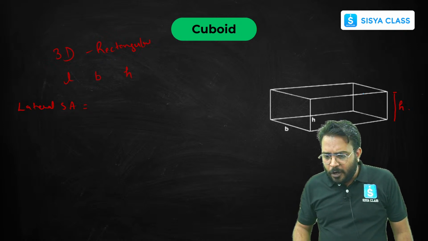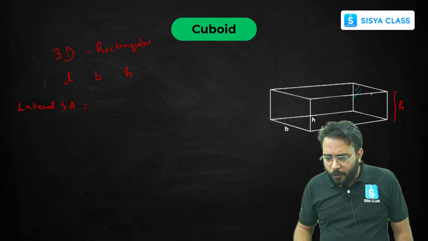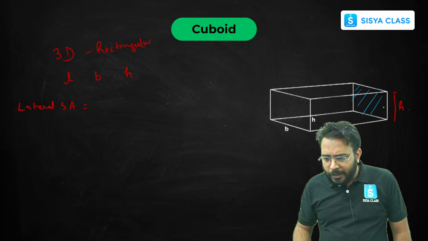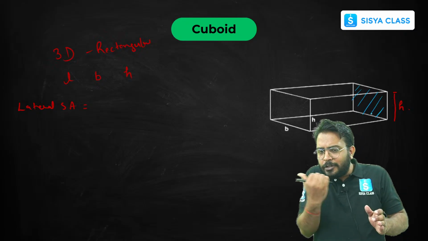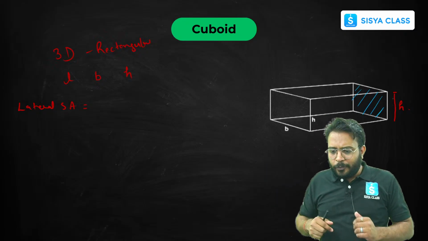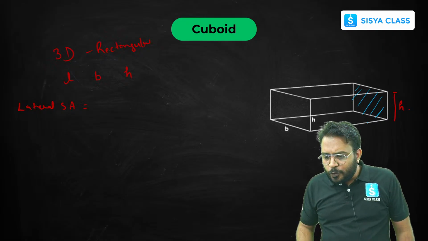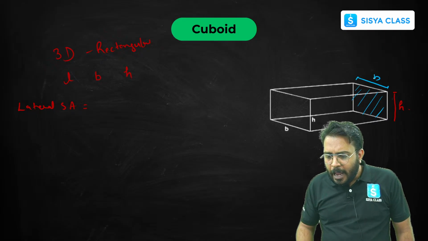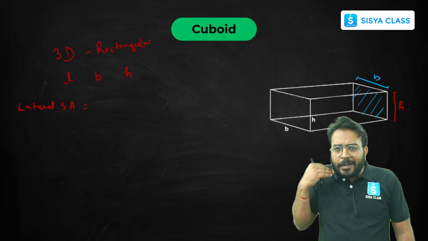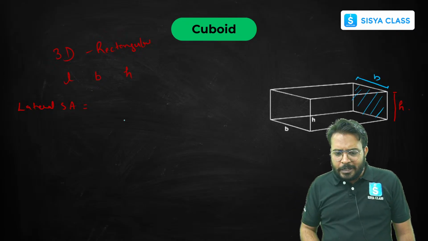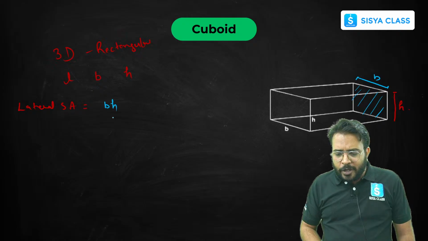Suppose I need to find the area of this wall, the wall on the right-hand side. So how do we find this area? We know its breadth is b and its height is h. Area is length into breadth, that means b into h. Area is going to be b into h.